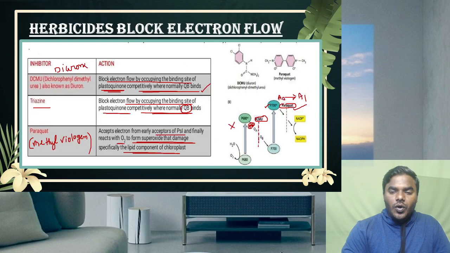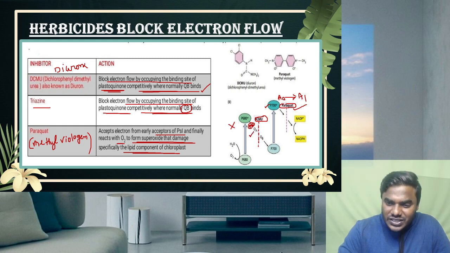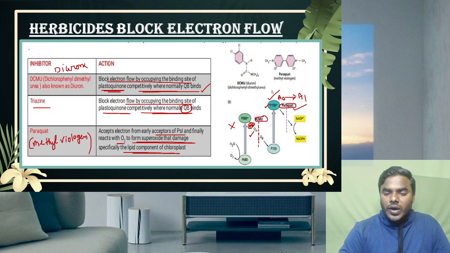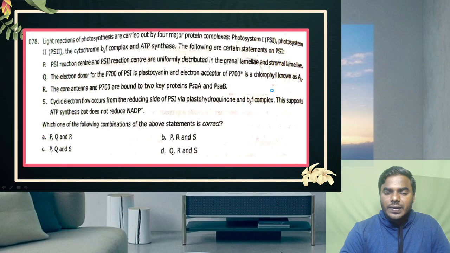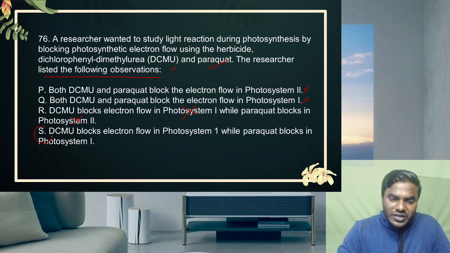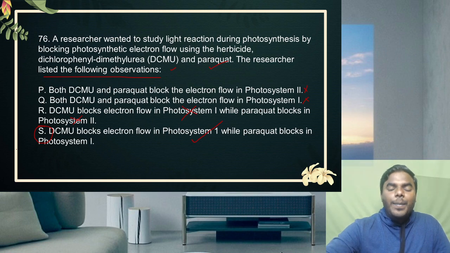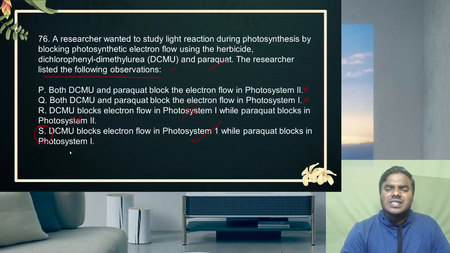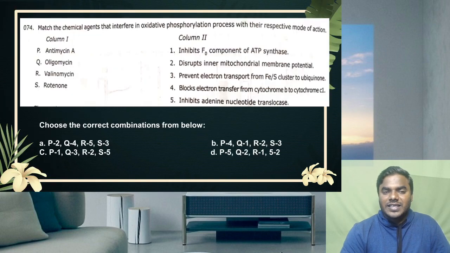DCMU. What is it doing, friends? DCMU blocks the electron flow at PS2. Paraquat at PS1. Now what is the answer option they have given here? DCMU blocks the electron flow in photosystem 1. Wrong, right? It is blocking the electron flow in photosystem 2. Paraquat in photosystem 1. Hence the correct option will be the one stating DCMU blocks the electron flow in photosystem 2 while paraquat blocks the electron flow in photosystem 1. So friends, such simple questions we can expect in the exam.